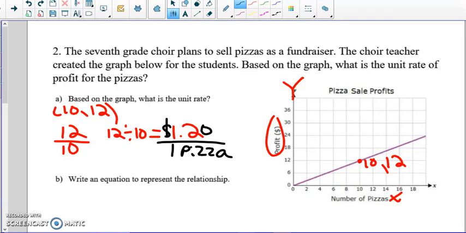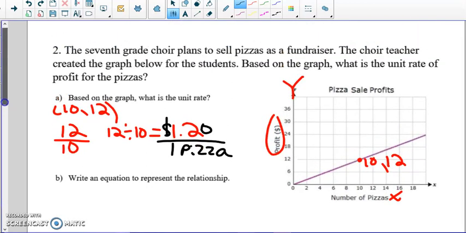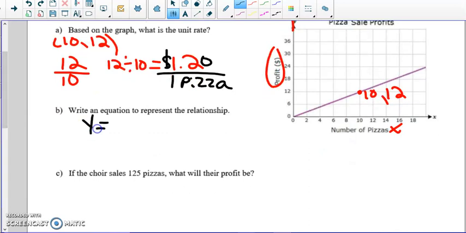Now that I know the unit rate, I can write an equation. Remember, our equation is just y equals kx, but instead of k, we replace it with the unit rate. So y equals 1.2x. And when I define my variable, let's remember to write out that x represents the number of pizzas and y represents the profit or the money.